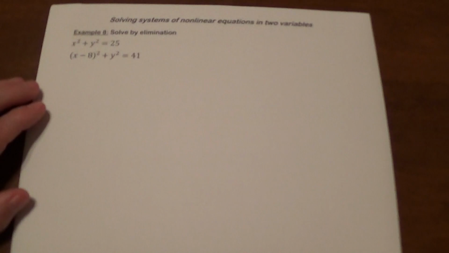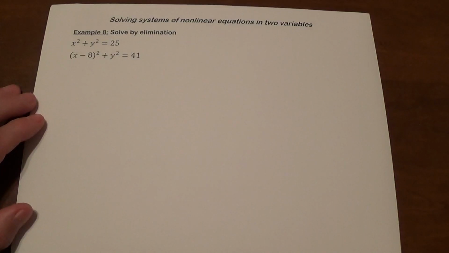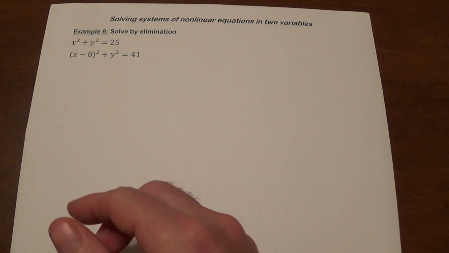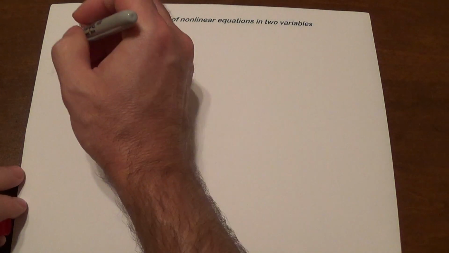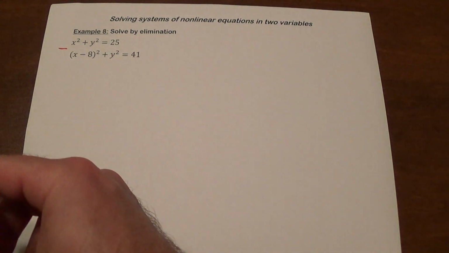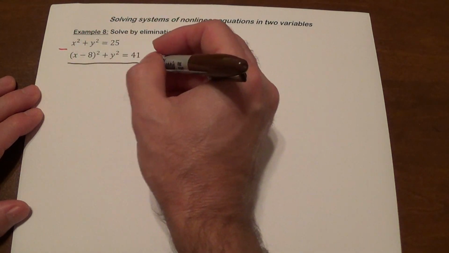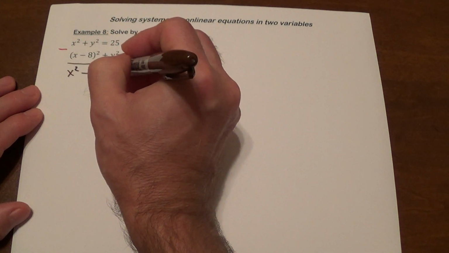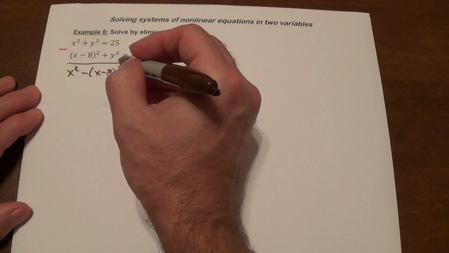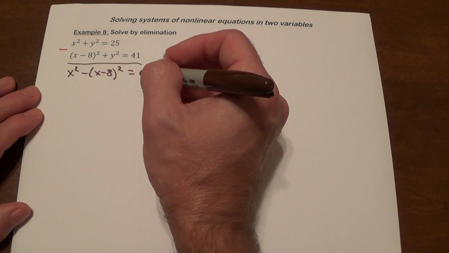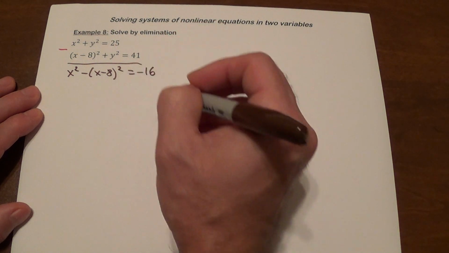Let's go to the next one. We got this one. So we're solving by elimination, and again we have y squared and y squared here, and the best thing to do in this particular case is subtract these two equations, which will allow you to cancel y squared. So that's going to give us x squared minus x minus 8 squared equals, y squared cancel obviously, 25 minus 41 will give us negative 16.